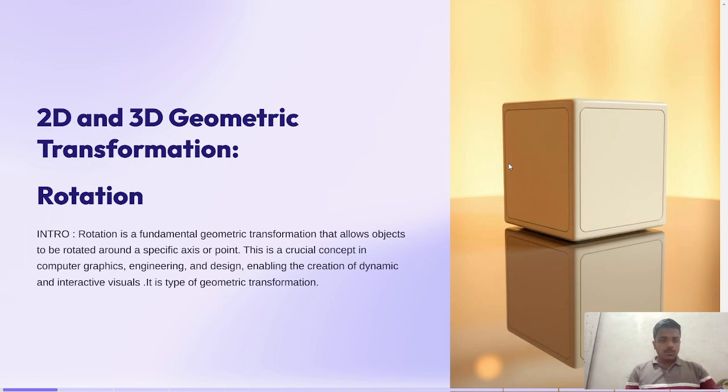So we discuss 2D and 3D geometric transformation. We take one topic, rotation. So let's talk about rotation. It is a type of geometric transformation. Rotation is a fundamental geometric transformation that allows an object to be rotated around a specific point. This is a crucial concept in computer graphics, engineering and design, enabling the creation of dynamic and interactive visuals.